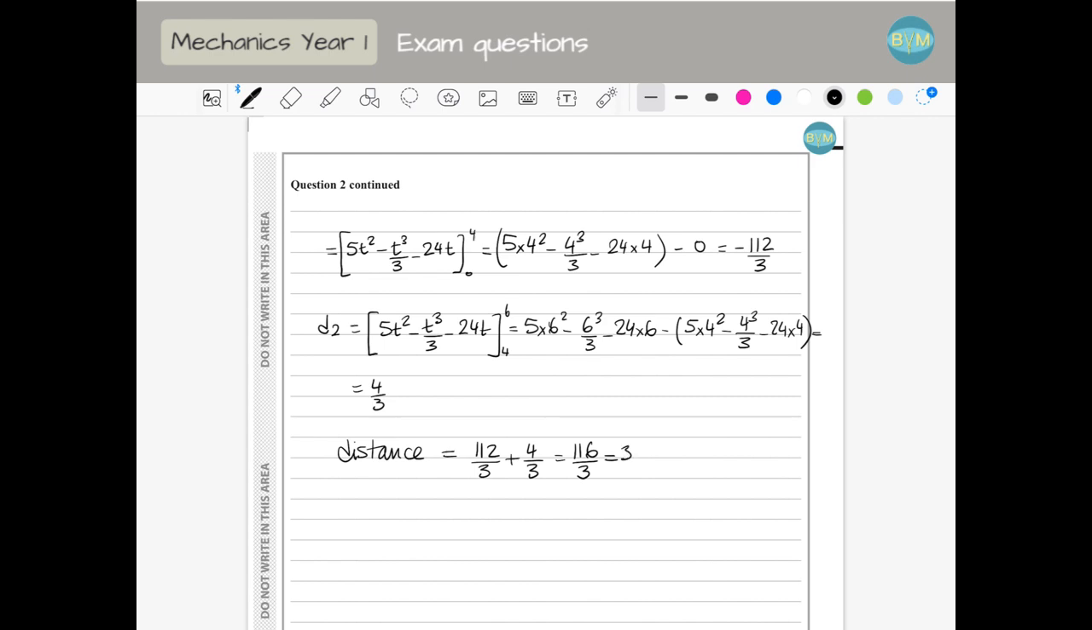So this is 38.7 meters to 3 significant figures. And that's the distance.